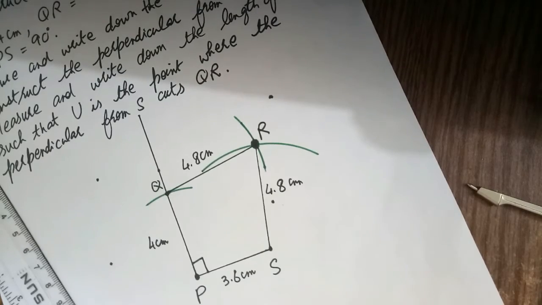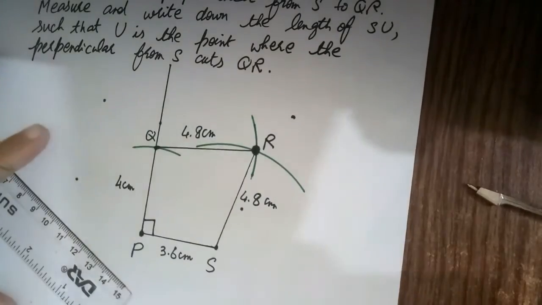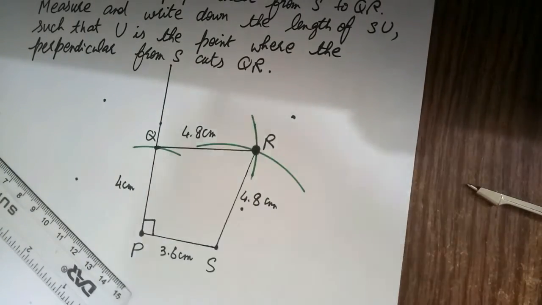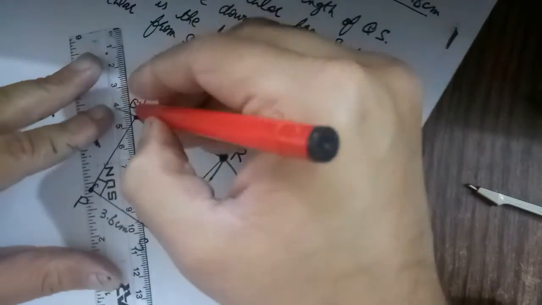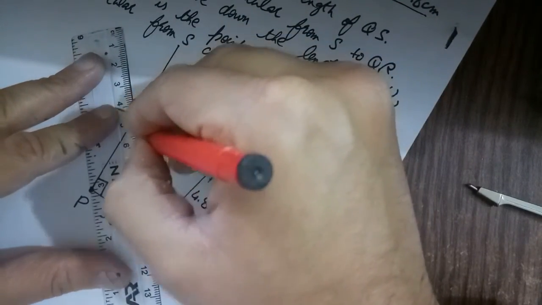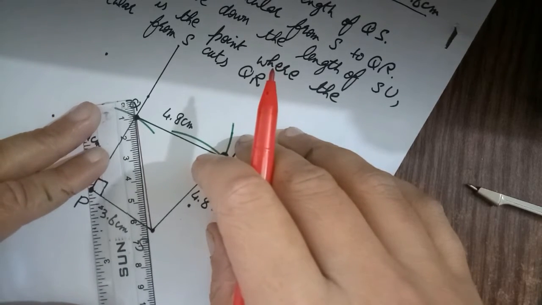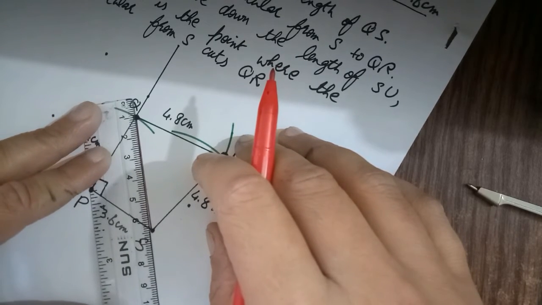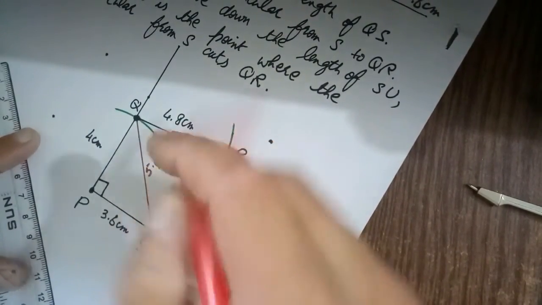Part 1. Measure and write down the length of QS. So QS is actually a diagonal. This is QS. Measure its length. Its length is 5.4 centimeters.